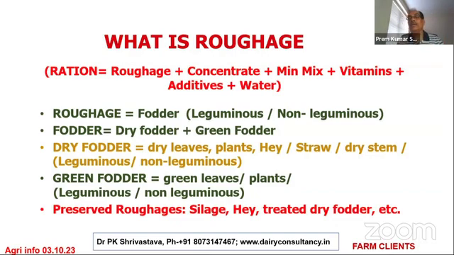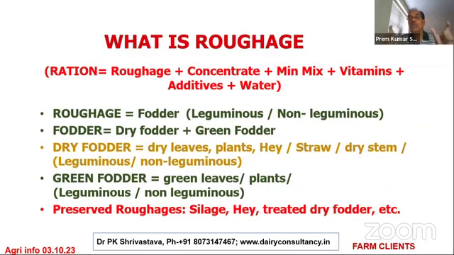The TMR is where we mix everything and make a kind of paste, and that is given to the animal. So the animal relishes it. Less chewing is required in that, so teeth are not wearing out here, right? So this is ration. Now come to the roughage.